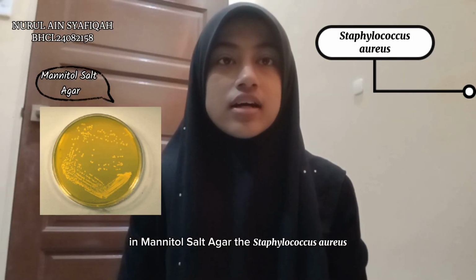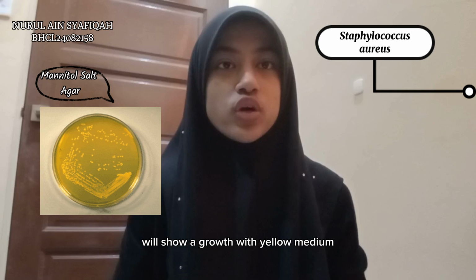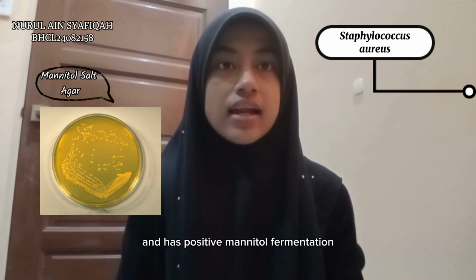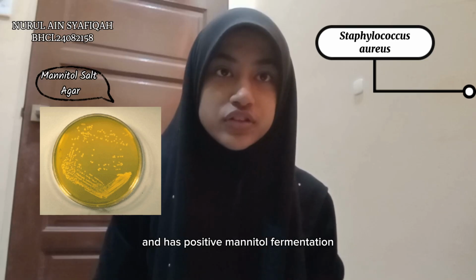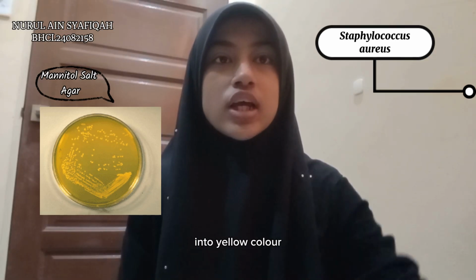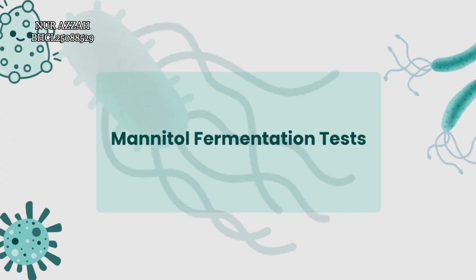In mannitol salt agar, the Staphylococcus aureus will show growth with a yellow medium. It can tolerate high salt and has positive mannitol fermentation that produces acid, which then turns the phenol red color into yellow. Next, we are going to look at the mannitol fermentation test.